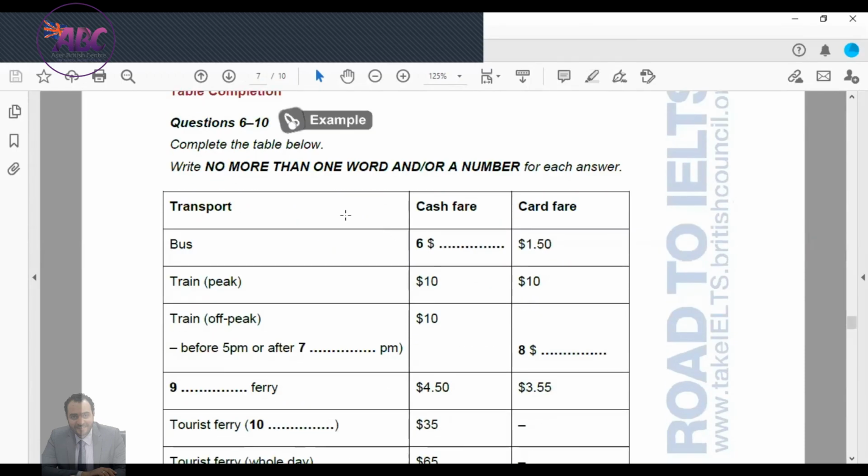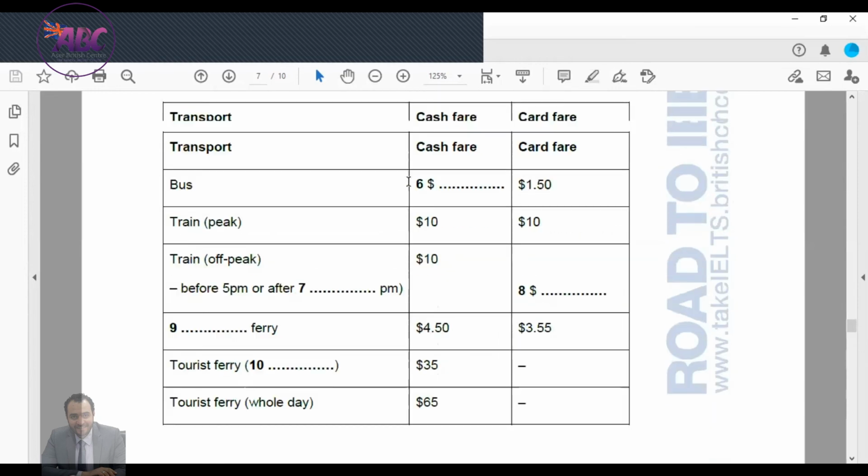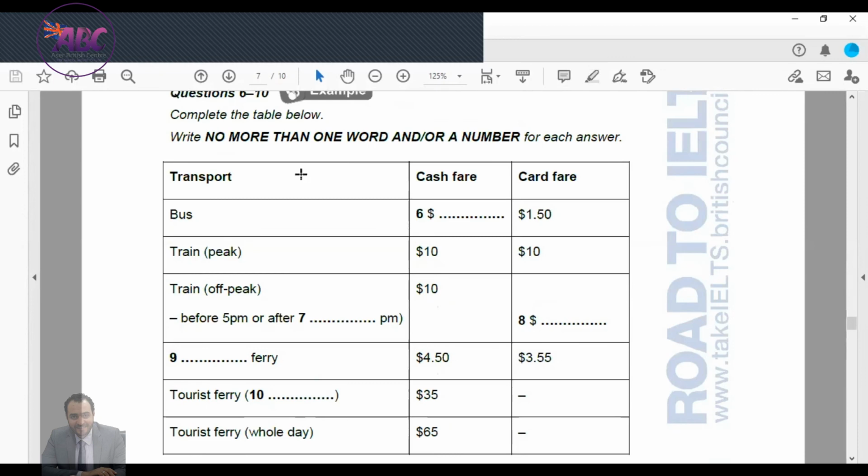Table completion. Write not more than words or a number. One more time, you should scan the table or the chart that you've got before listening, during the 30 seconds, and pay attention to the headings. So this one is transport. So these are kinds of transport.